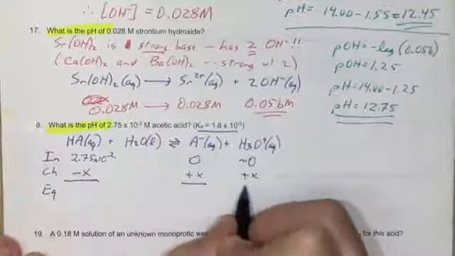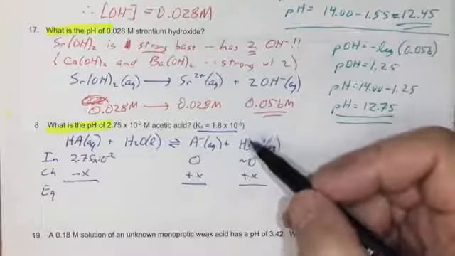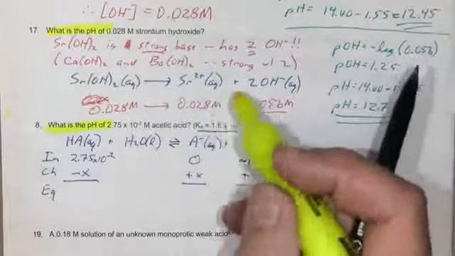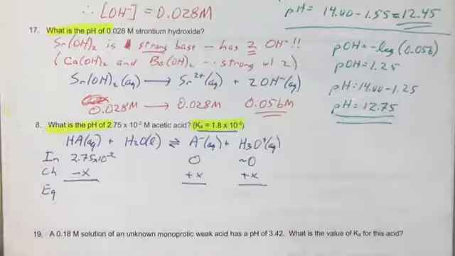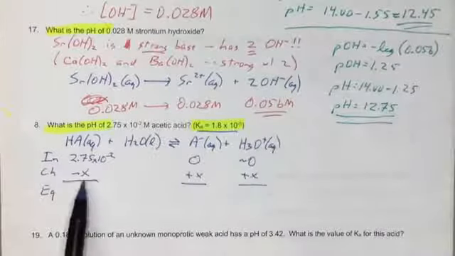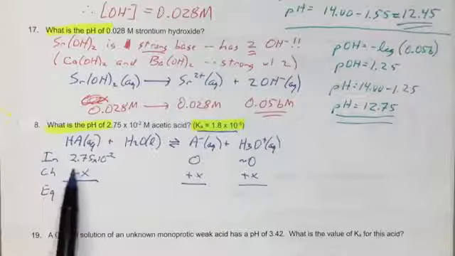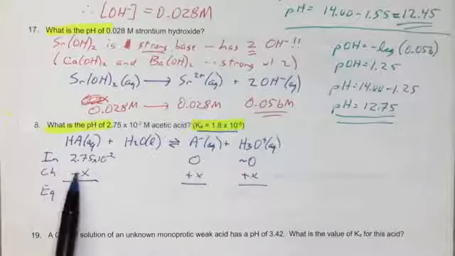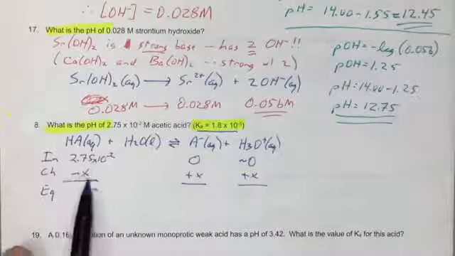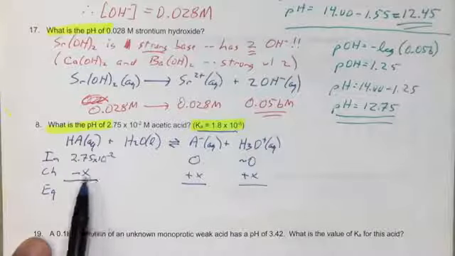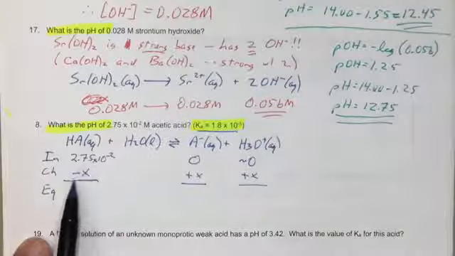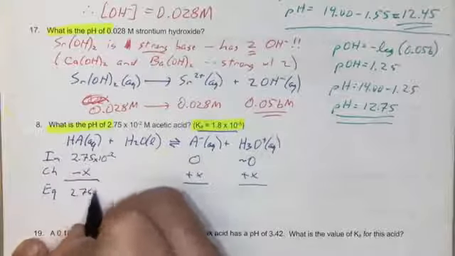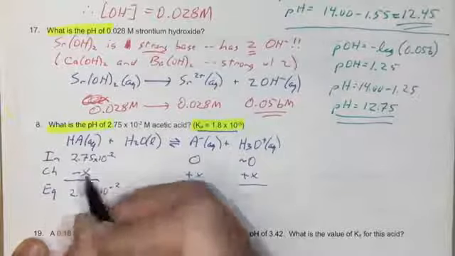Now, what we can do with these weak acids, look at the magnitude of Ka. The magnitude of Ka is 10 to the negative 5. That is so small that x is extremely small compared to this number, and we can ignore it. So on the equilibrium line, 2.75 times 10 to the minus 2 minus x, x is so small right here that we can ignore that. That's 2.75 times 10 to the negative 2. We can ignore that x.